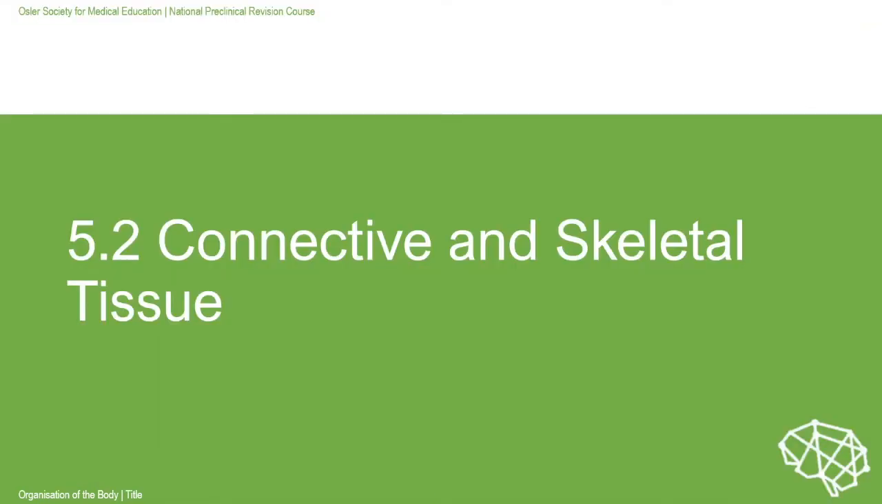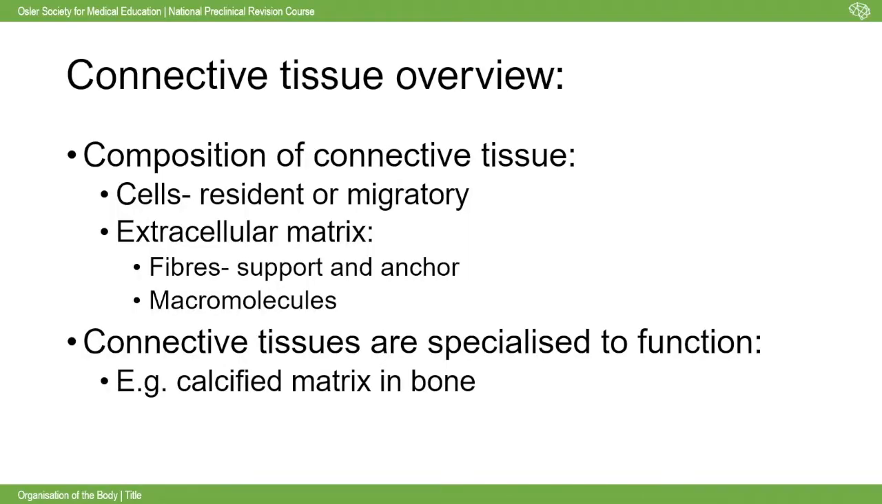So that draws our section on epithelia to a close. So now we're going to have a look at connective and skeletal tissue. So just to give you an overview, connective tissue, our key players within this tissue are our cells, which are either resident or migratory, and our extracellular matrix, which is composed of fibers which support and anchor, as well as macromolecules. And the extracellular matrix is often secreted by our resident cells within the connective tissue.